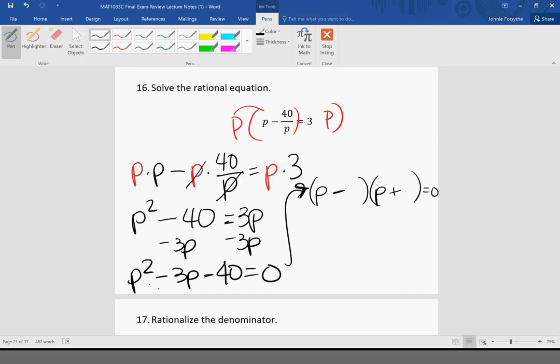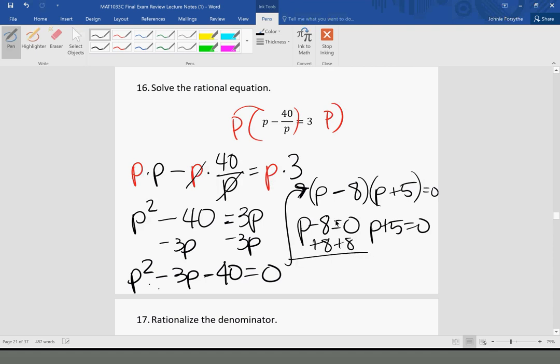We always put the bigger factor first, so we're going to put 8 and 5. And you see negative 8 times 5 is negative 40, and negative 8 plus 5 is negative 3. So now I have my factors. And now that I have my factors, I'm going to set each factor equal to 0 using the zero product property. Solve each one, and those are going to be my solutions.